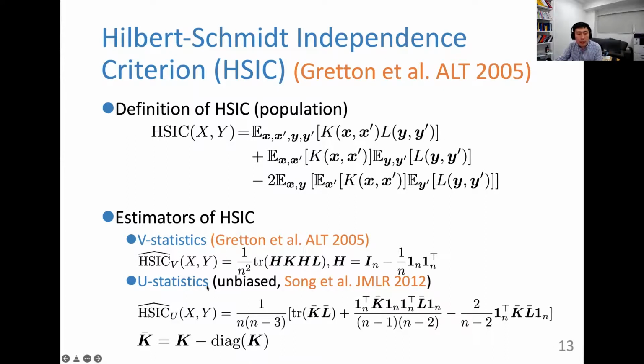Another type of estimate is called the U statistic. This is unbiased, Song et al., JMLR 2012. It is given by this form, and it is unbiased. Basically, we use these as test statistics, and I use the U statistic-based one because it is unbiased.